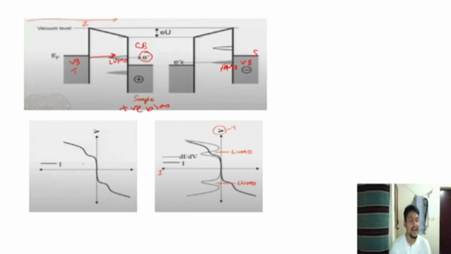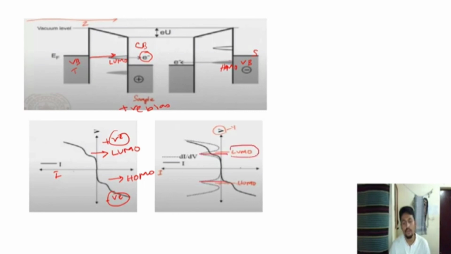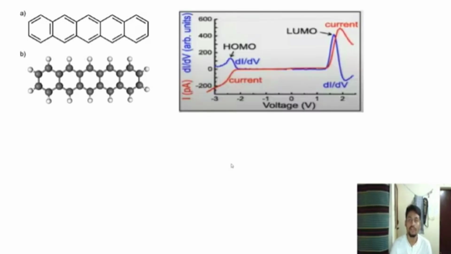So this is the typical IV plot. This is the I axis and this is the voltage, with the positive voltage and the negative voltage. This peak is due to the LUMO of the molecule, and in the negative range the peak is due to the HOMO. So if we take the dI/dV plot, this will give the peak positions of the HOMO and LUMO, right? For a typical molecule like pentacene, in the positive bias we get the LUMO, and in the negative bias we get the HOMO position, and this is a nice dI/dV plot.